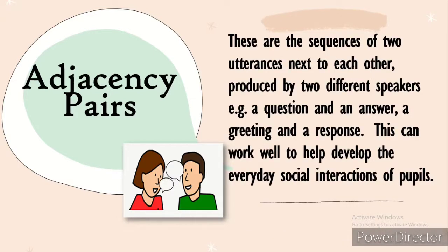And when we say adjacency pairs, these are the sequences of two utterances next to each other, produced by two different speakers. For example, a question and answer, or a greeting and a response. This can work well to help develop everyday social interactions of pupils.